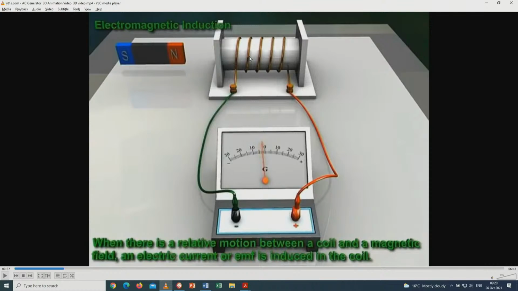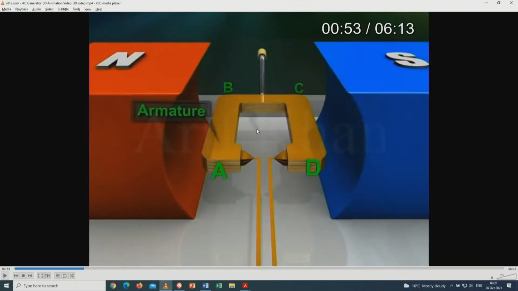So in order for current to start flowing, there must be relative motion between your coil and your magnetic field. So if I push play, when the magnet is moving, you can see that there is an EMF that is induced in the coil. Hence, you start to have the flow of electricity or current in there. And so basically, this principle of electromagnetic induction is the principle on which your generators work. So there must be relative motion between your magnetic field and the coil. Then you will have an EMF that is induced in the coil.